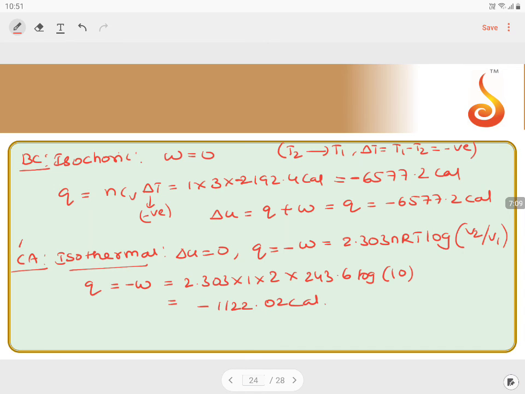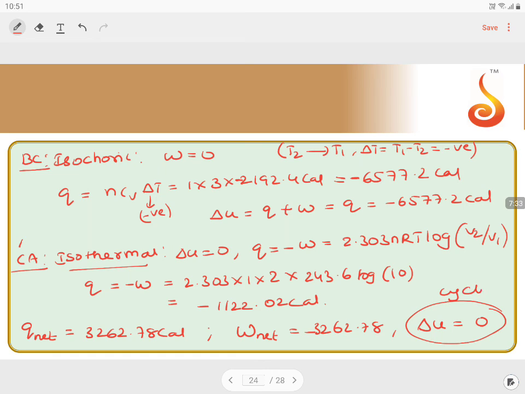So the final answer: the overall Q net is equal to 3262.78 calories. Adding all the work done, W net is exactly minus 3262.78, and overall delta U ends up as 0, indicating it is a cyclic process. This is the confirmation of this particular one.